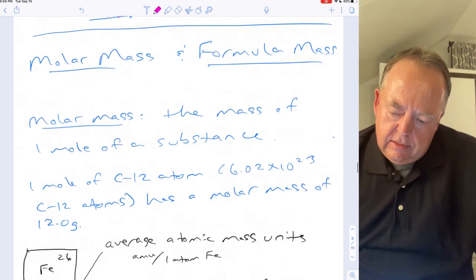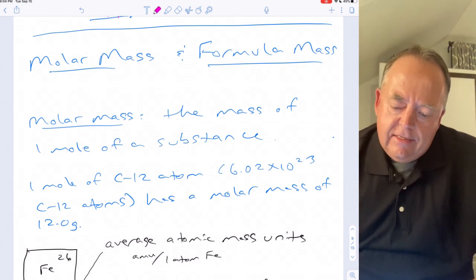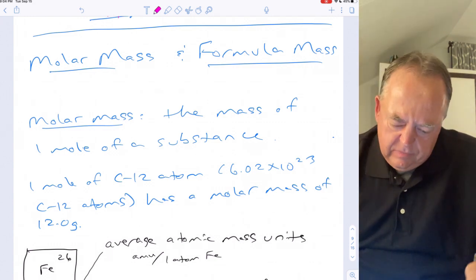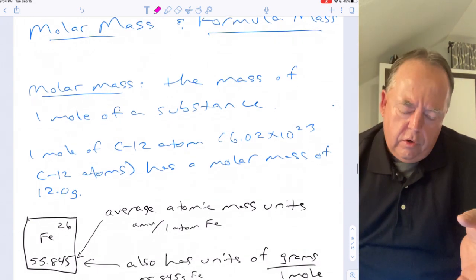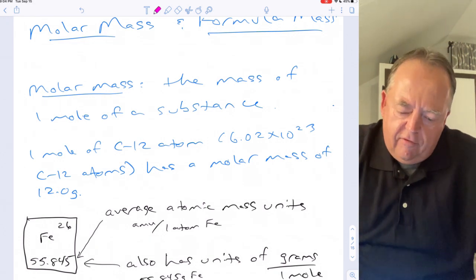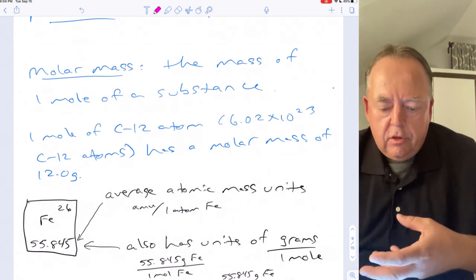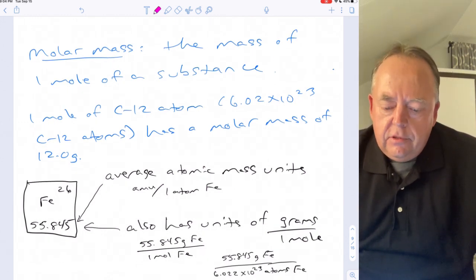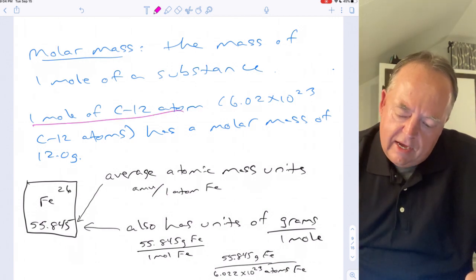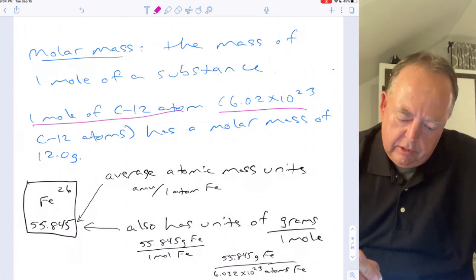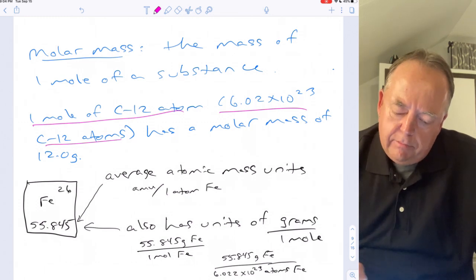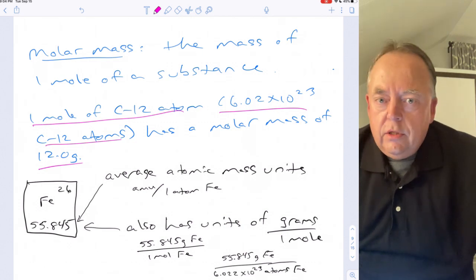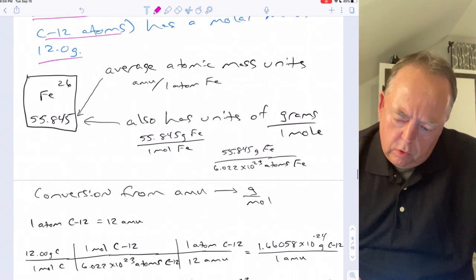Okay, so lastly in this lecture, we'll talk about this concept of molar mass and formula mass. Basically, these are calculated the same way. There's just kind of a formality in what you call a molar mass and a formula mass, and we'll see molecular mass and molecular weight as well. So molar mass is simply the mass of 1 mole of any substance. So 1 mole of carbon-12 atoms would mean 6.022 times 10 to the 23rd carbon-12 atoms has a molar mass of 12 grams, right? That's how the mole is defined.